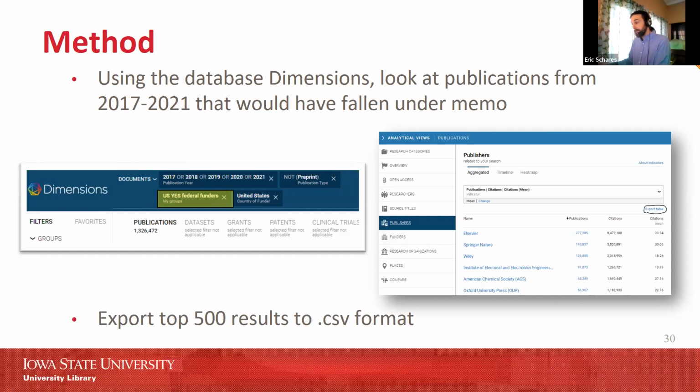And I should mention that I ran this analysis on October 18th, 2022. And so if you run this again today, that number is going to be a little higher. That 1.3 million is up to, I think, 1.4 million now. That's just because over time, Dimensions adds more and more publications and connections to their database.